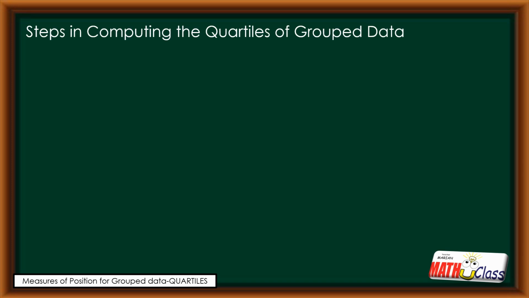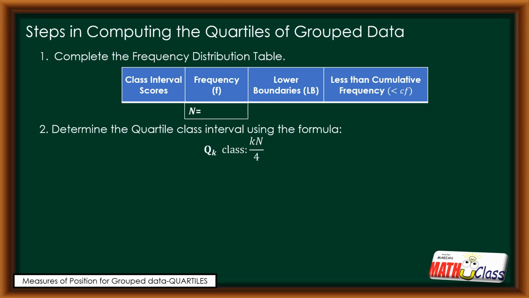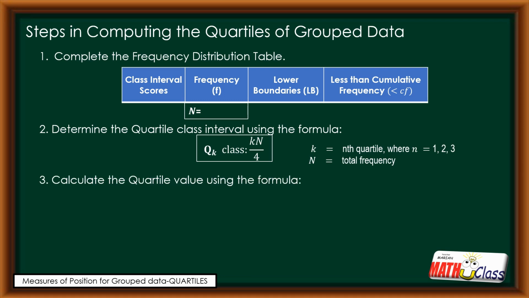Finding the quartile value for grouped data is as easy as 1, 2, 3, as we will only be following 3 steps. Step 1. Complete the frequency distribution table with these corresponding columns: class intervals, frequency, lower class boundaries, and less than cumulative frequency. Step 2. Determine the quartile class interval using the formula Kn over 4, where K is the nth quartile, in which n could be equal to 1, 2, or 3. N is the total frequency.